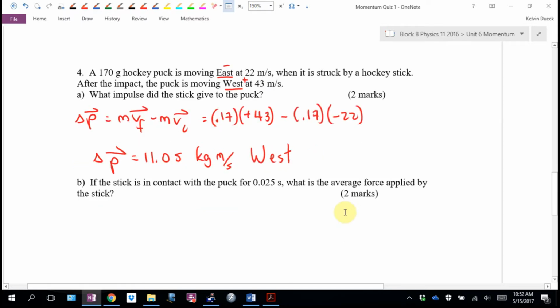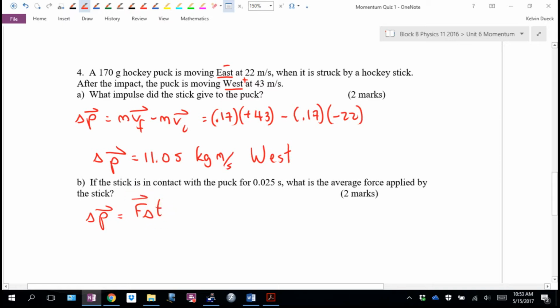Gio, what does B want me to find? Yeah, I caught you mid-yawn, I know. What is the average force? Average force, what did I find in part A? I bet you there's an equation that has force and impulse in it. Impulse equals force times change in time.